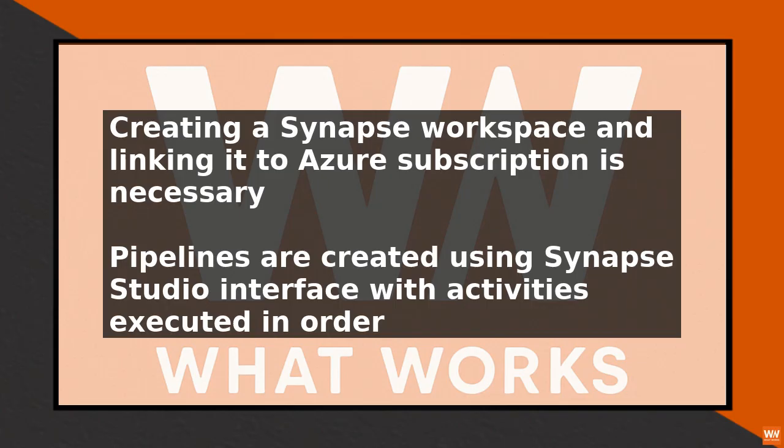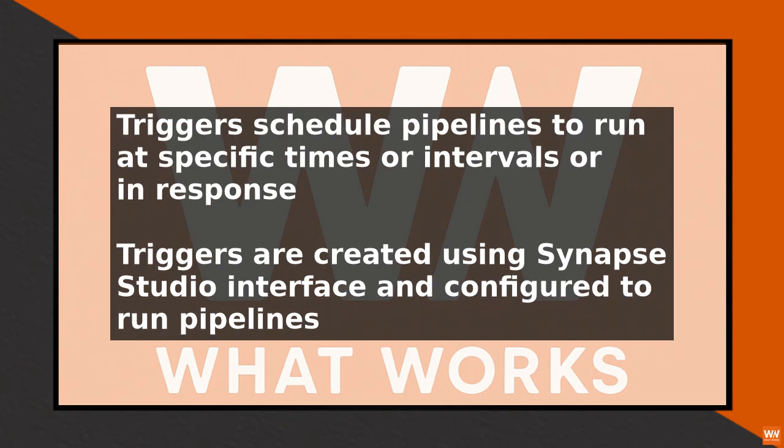Another important concept is the use of parameters and variables. Parameters and variables allow you to pass data between activities and pipelines, and to configure pipelines to run with different input values. This makes it easy to reuse pipelines and activities across different workflows and data sources.